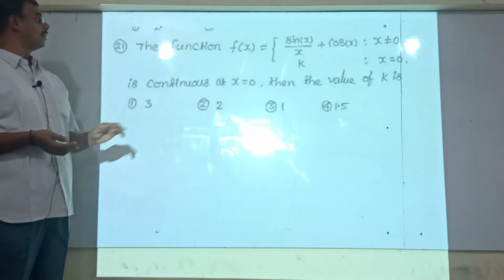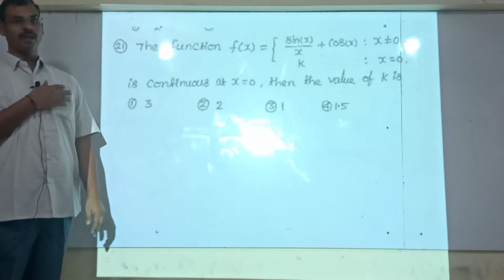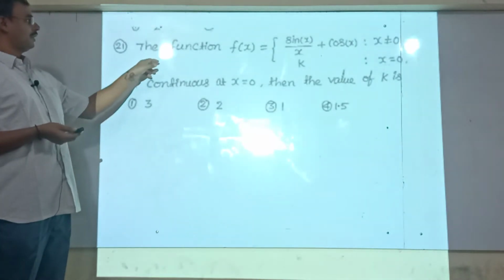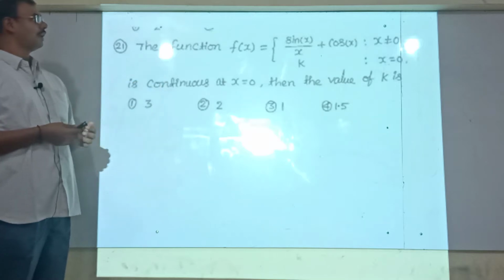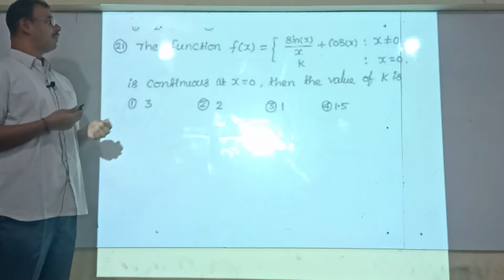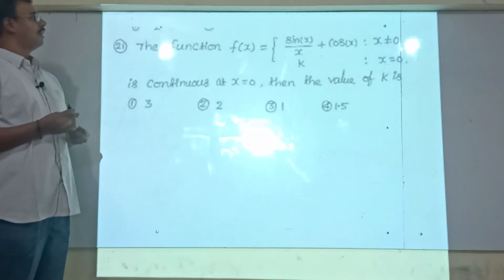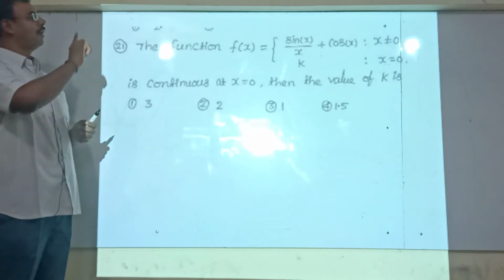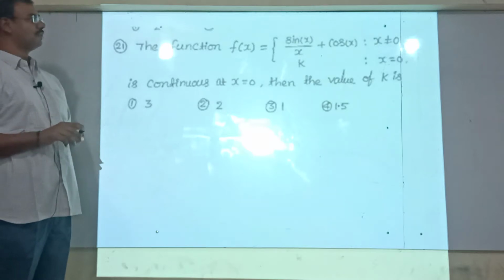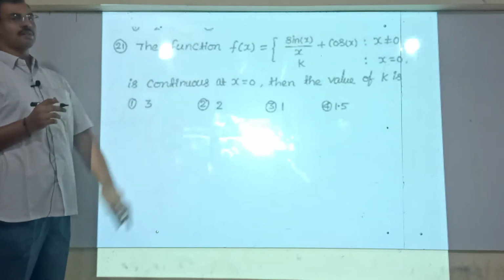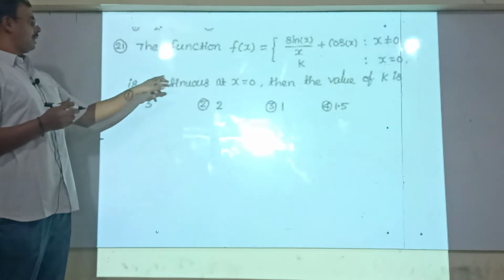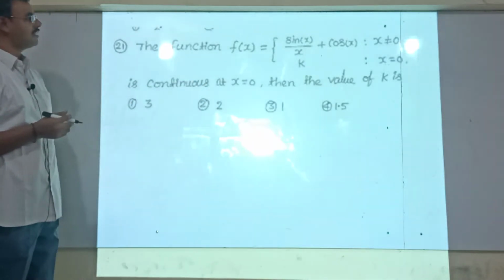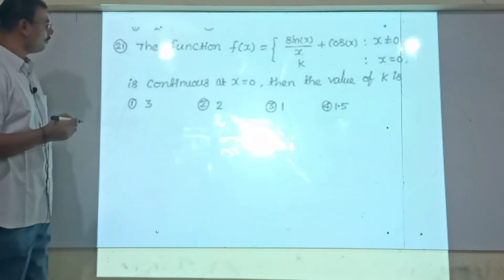Today I will continue problem number 21 in continuity. See the problem here. Read the question. The function f of x is equal to sin x divided by x plus cos x when x is not equal to 0, and k when x is equal to 0, is continuous at x equal to 0. Then what is the value of k?